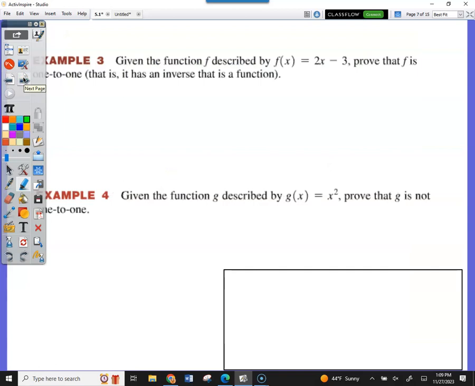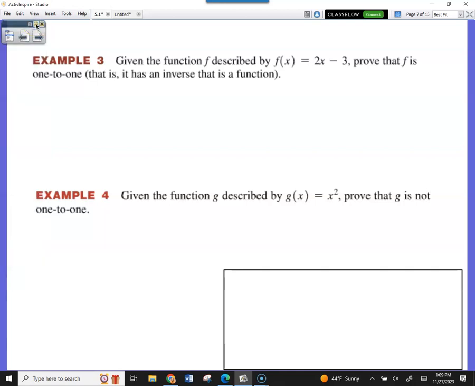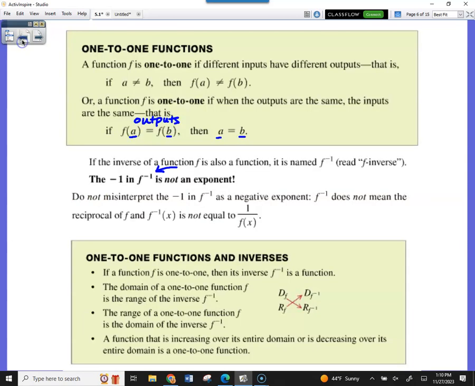All right, go to the next slide. Let's get to the algebra behind it. You ready? We're going to practice two of these right here. Example 3. Given that the function f described by f of x equals 2x minus 3, it says prove f is 1 to 1. If we're proving it's 1 to 1, we're saying that its inverse is a function. We have two ways we can prove it. We have method 1 or method 2.